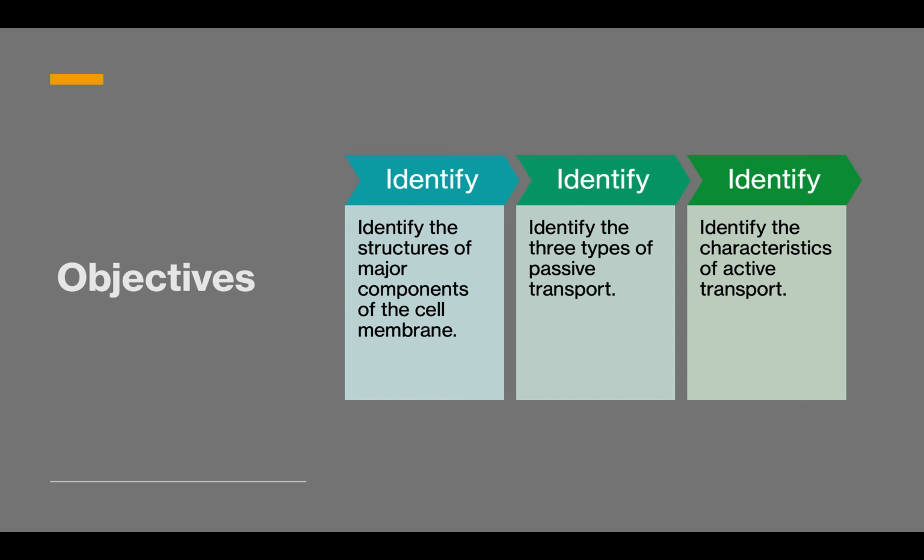Let's begin with our objectives. So we have 3 objectives here. We want to be able to identify the structures of major components of the cell membrane. We want to be able to identify the 3 types of passive transport, and we want to be able to identify the characteristics of active transport.